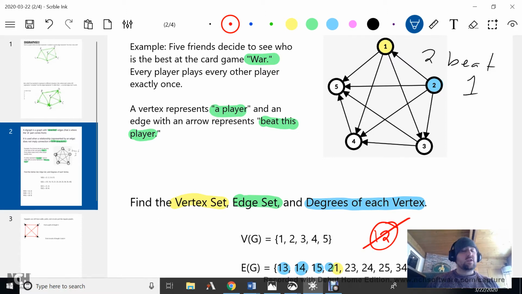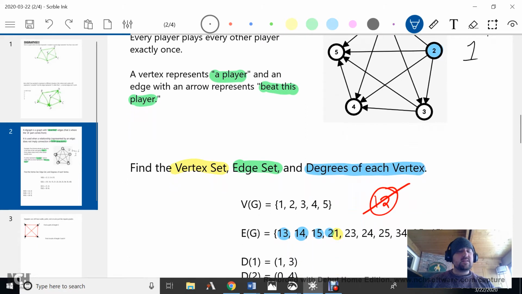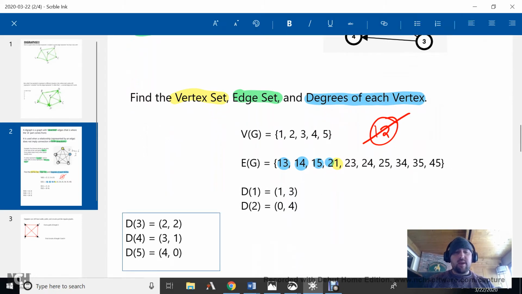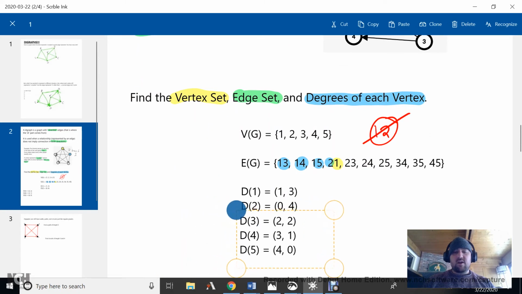We use 2, 1 instead. Sorry if I'm being super repetitive, but I want to make sure you understand. And then the last thing is when we do the degrees, it's going to be a little bit different. Our degrees, right, are now ordered pairs. Any thoughts on what the two different numbers stand for?